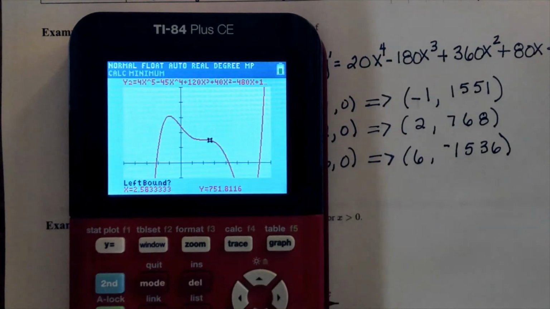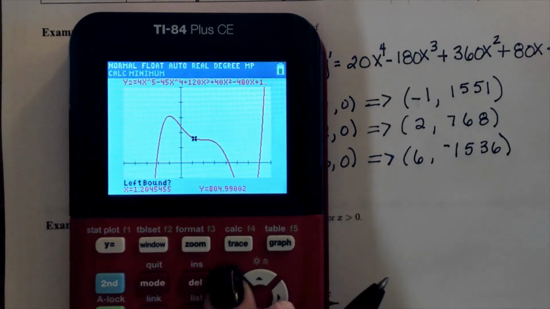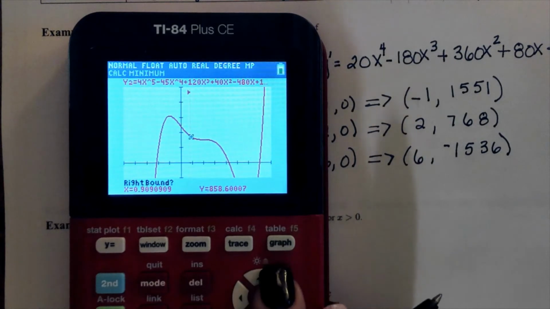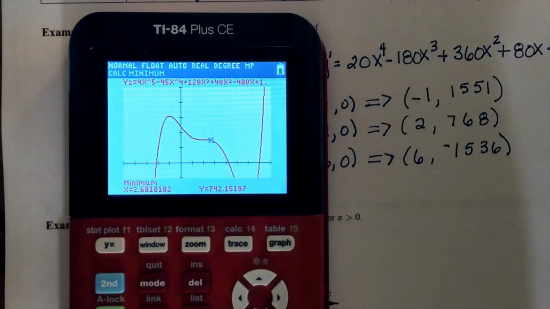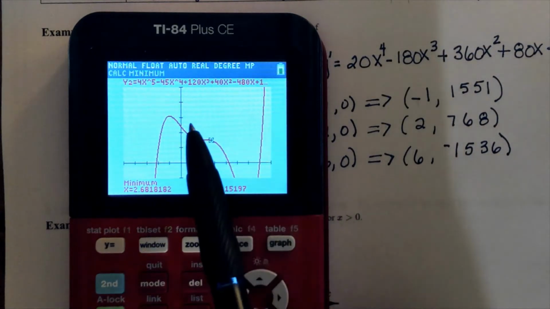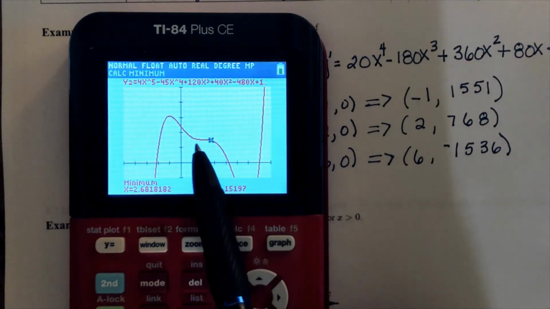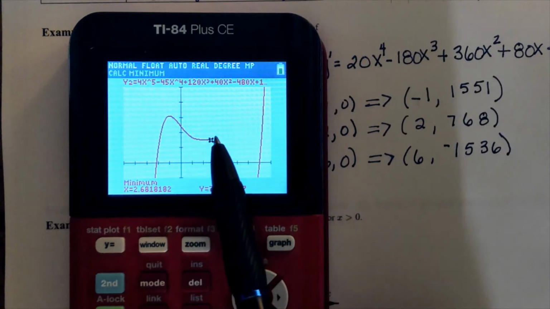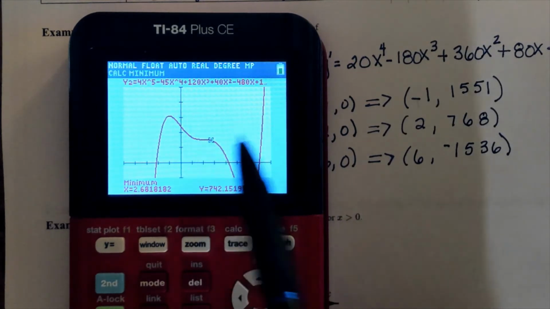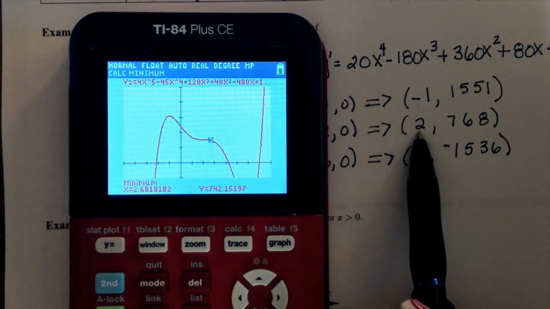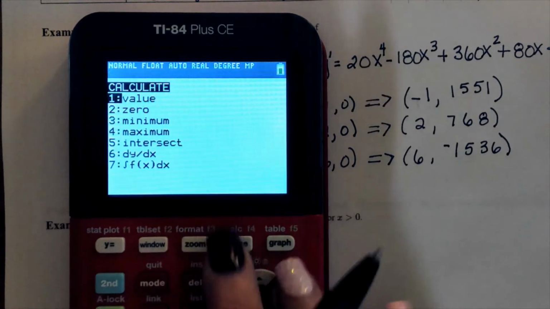So let me do the minimum again, and it looks to me like the minimum is somewhere in there. So I move over here, and I do it again. Do you see how, because of the way the graph is, it's kind of hard to tell where the low point is? You know it's somewhere in here, but you're not sure where. The only way to be exact is to actually know how to find that spot. Now, it does work on the other spot.